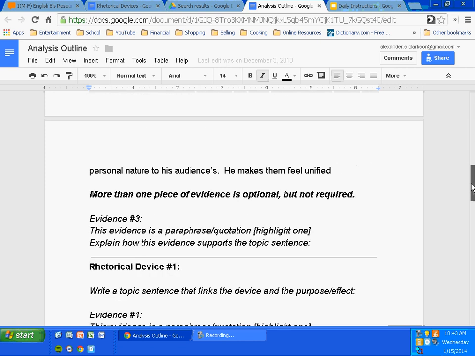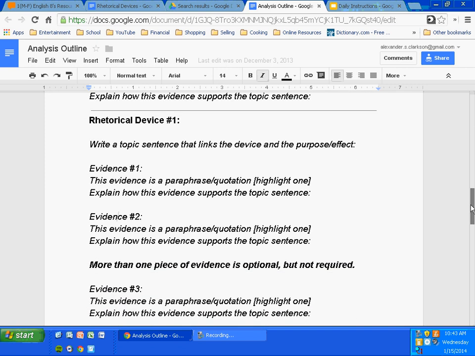Look at the blanks. Here, you type your device, rhetorical question. Here, you give an example, a piece of evidence. Here, you give a second piece of evidence, a second example. Will you quote? You could. Will you merely paraphrase? You could do that as well.